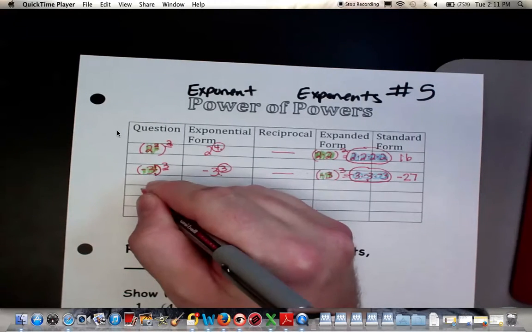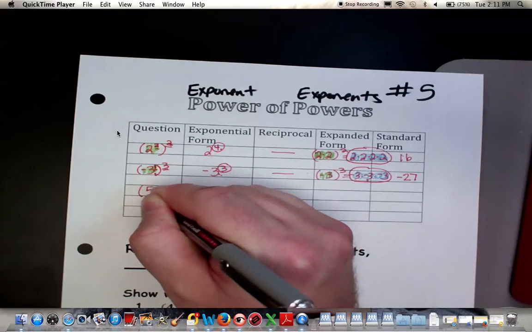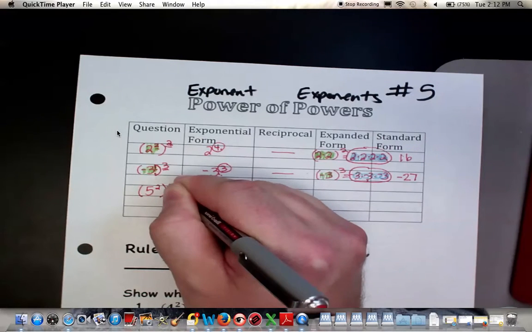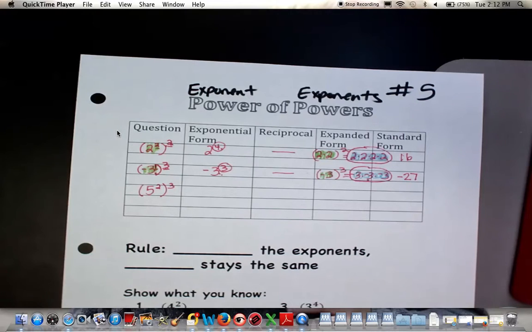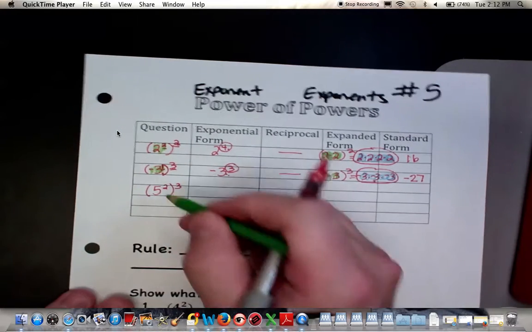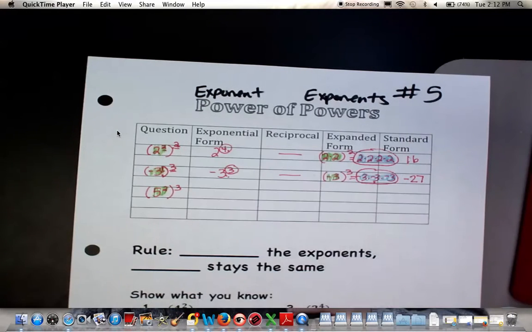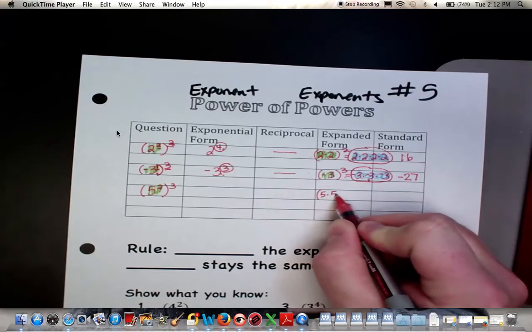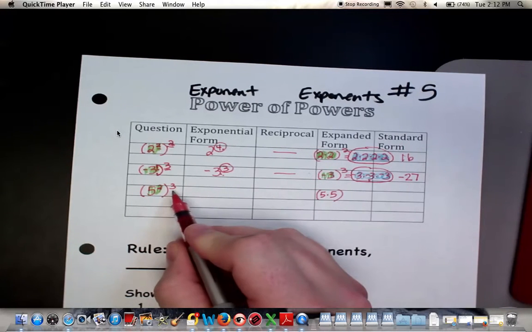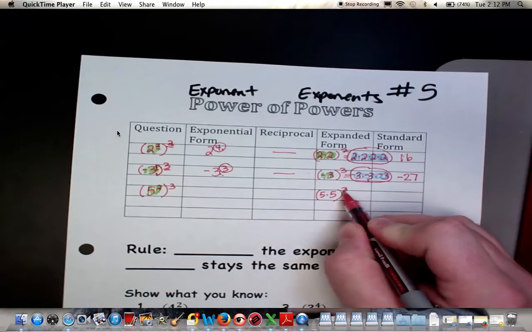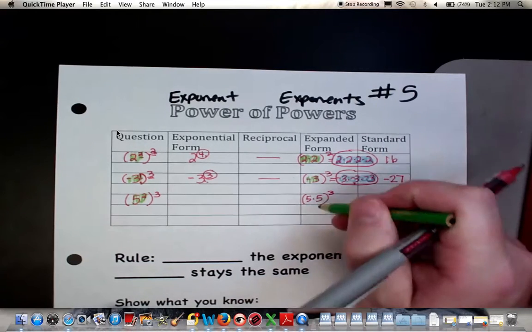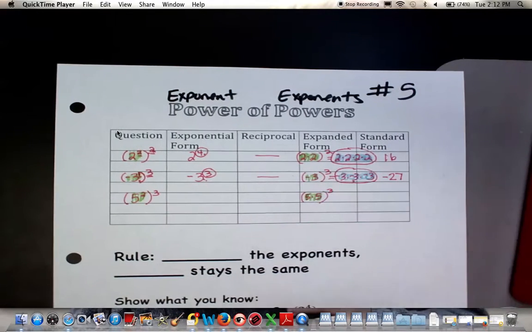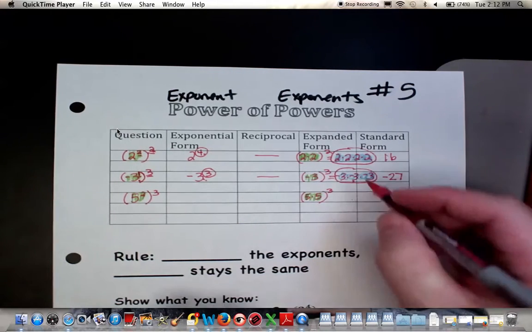So I'm going to use this one here: 5 squared to the third power. I'm going to square this, expand it out. So 5 squared expanded out is simply 5 times 5. And then I've got the 3 raised to the third power on the outside. So there's what I've got. Now I've got to take that 5 times 5 and raise it to the third power.